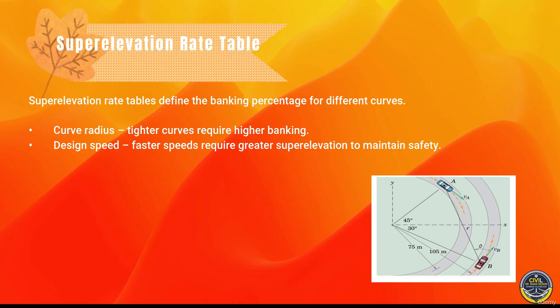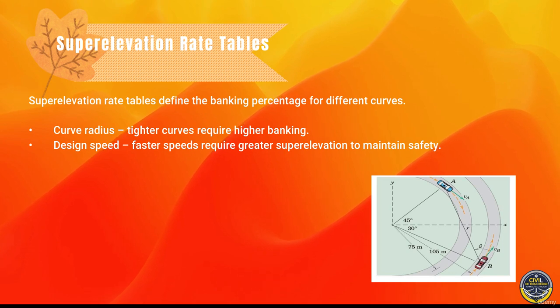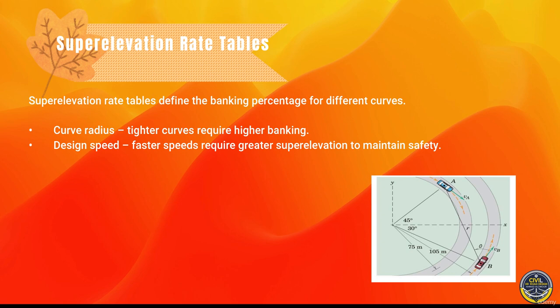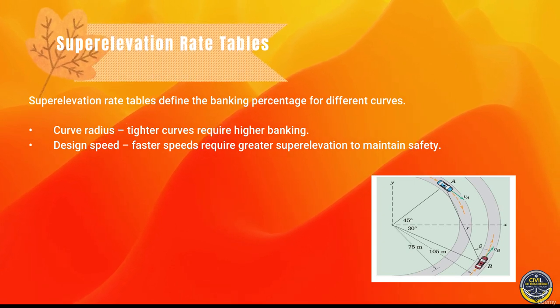Superelevation rate tables. Superelevation rate tables define the banking percentage for different curves. They depend on curve radius. Tighter curves require higher banking. They also depend on design speed. Faster speeds require greater superelevation to maintain safety. These tables allow Civil 3D to automatically calculate the full superelevation rate for each curve in your alignment.